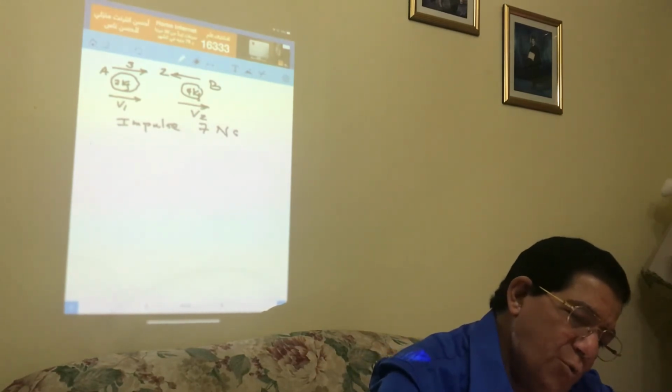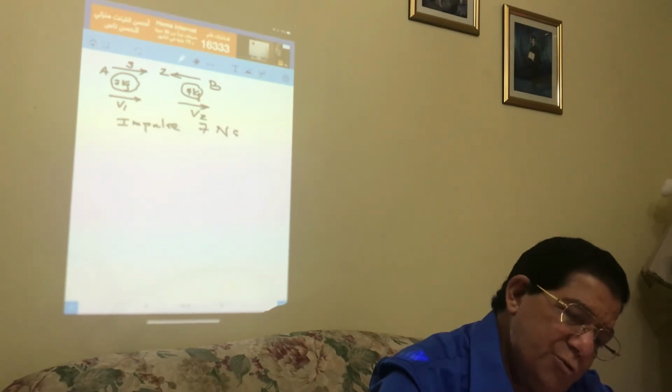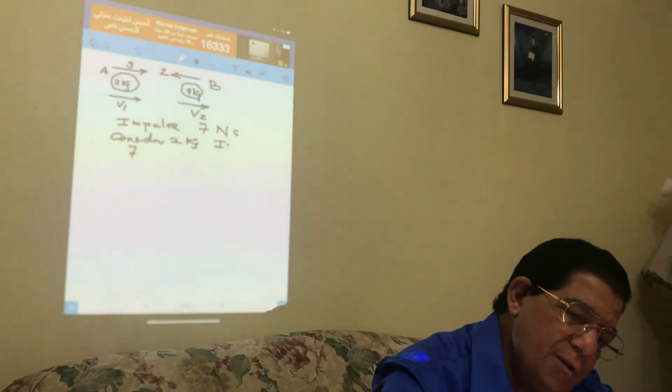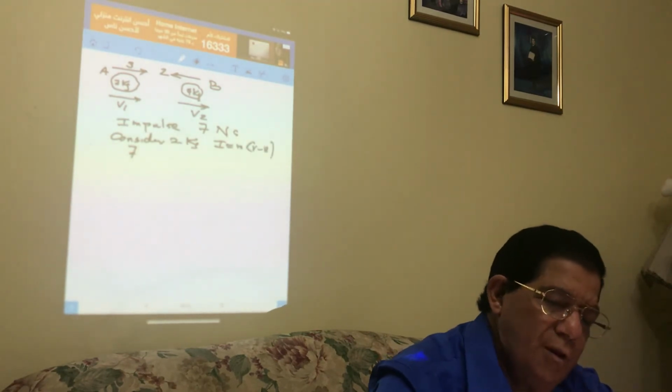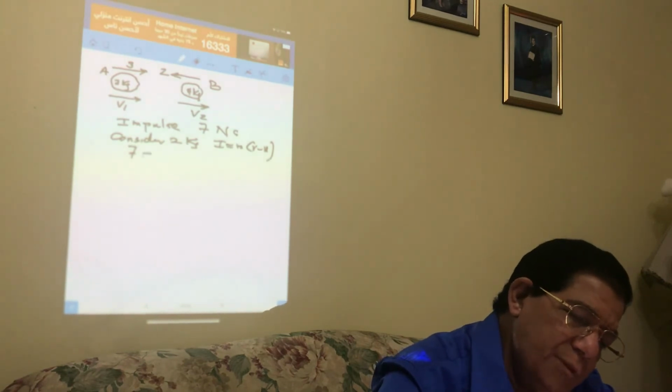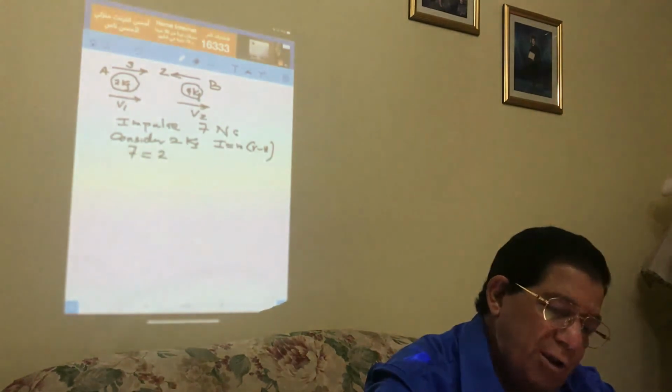We apply the impulse to either of the masses. If we consider the 2 kilogram mass, we say impulse equals m(v minus u), so 7 equals the mass 2. The two velocities are in the same direction.